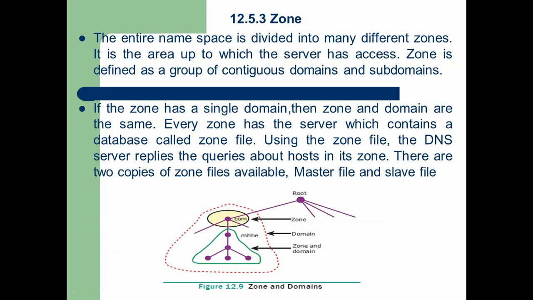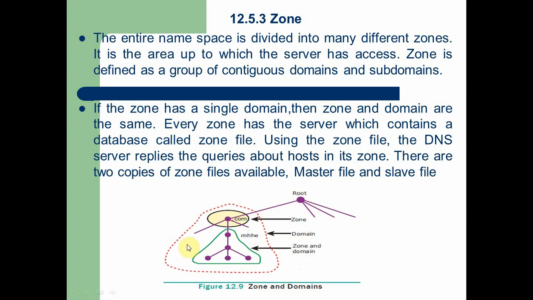Next, what is a zone? The entire namespace is divided into many different zones. It is the area up to which the server has access. A zone is defined as a group of contiguous domain names and subdomain names. For example, here you can see the diagram. .com is a zone. In the same way, the whole MHHEE is a domain name and a zone.